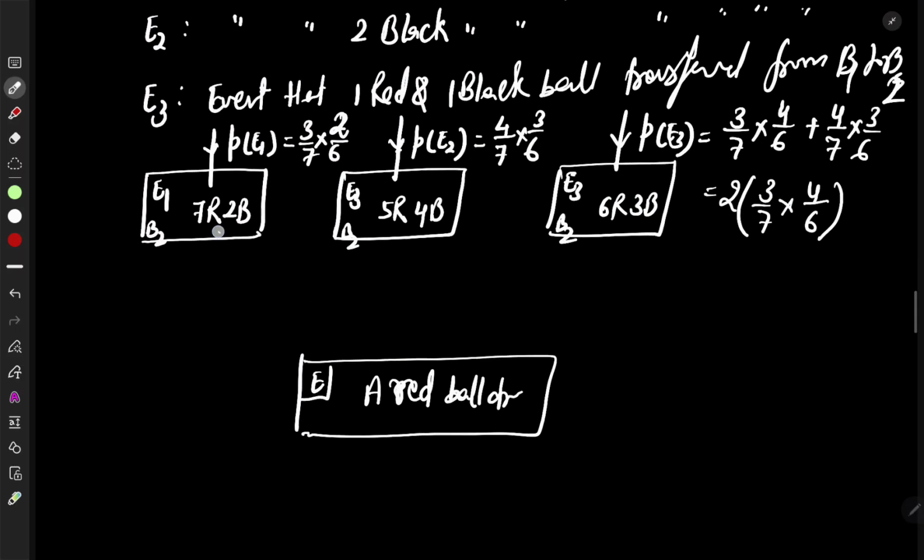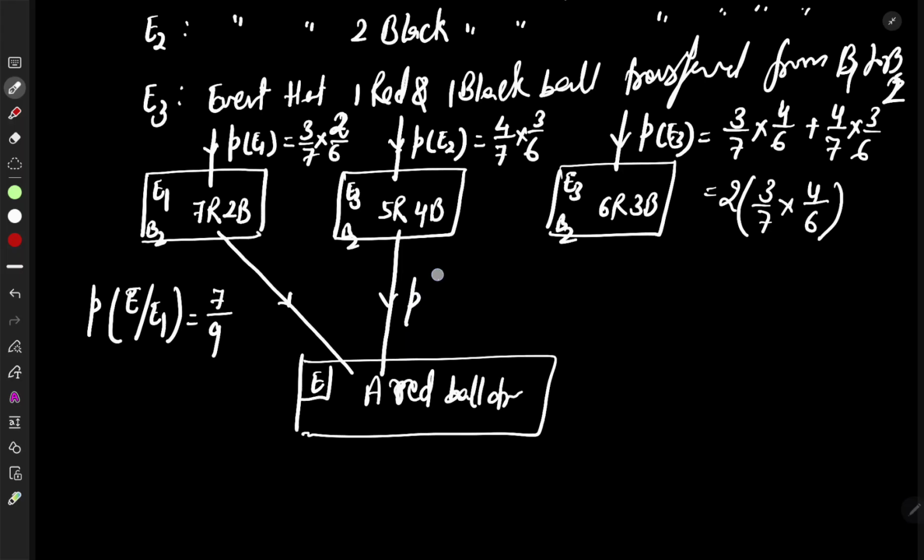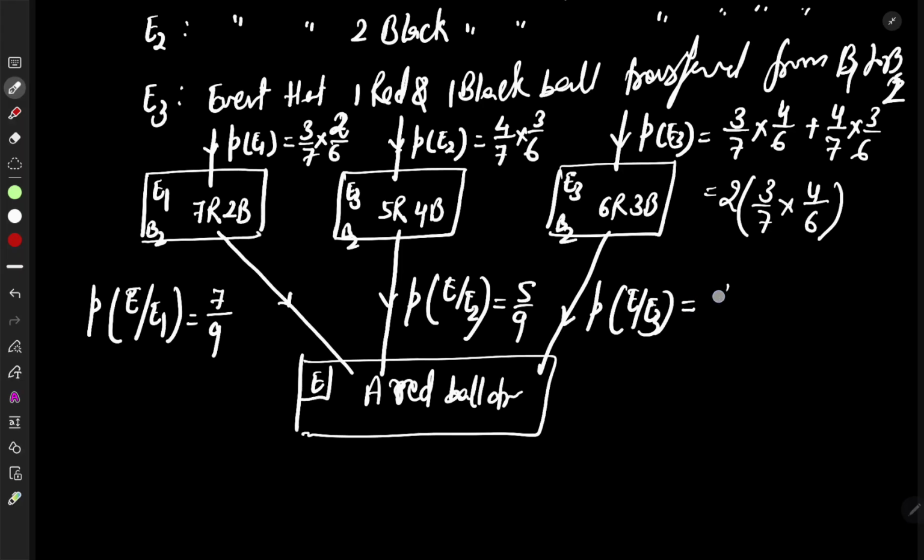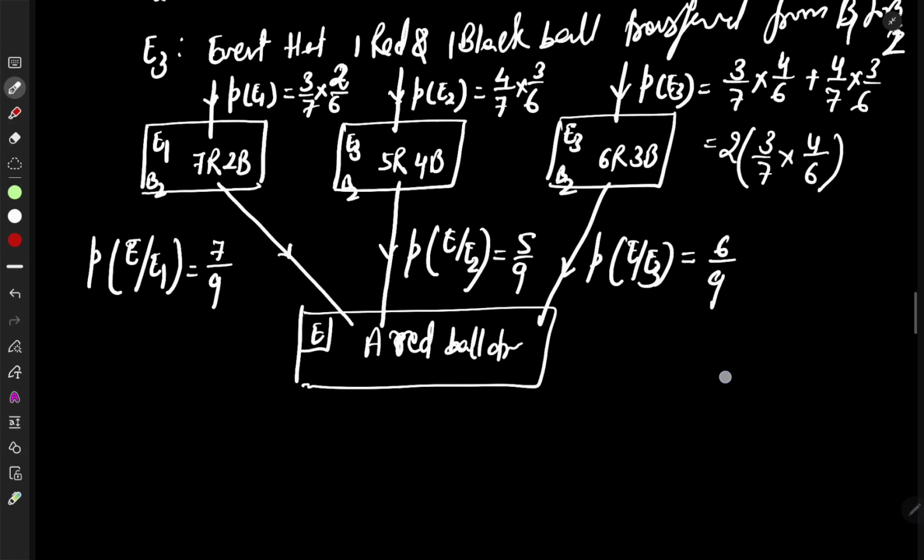So now one red ball we need to draw. In this situation, the probability of E given E1 already occurred will be, you are drawing one red ball, so 7 by 9. Here red ball means probability of E given E2, in the E2 situation, so it will be 5 by 9, and from here probability of E given E3 situation, it will be 6 by 9. I hope it is okay for you all.